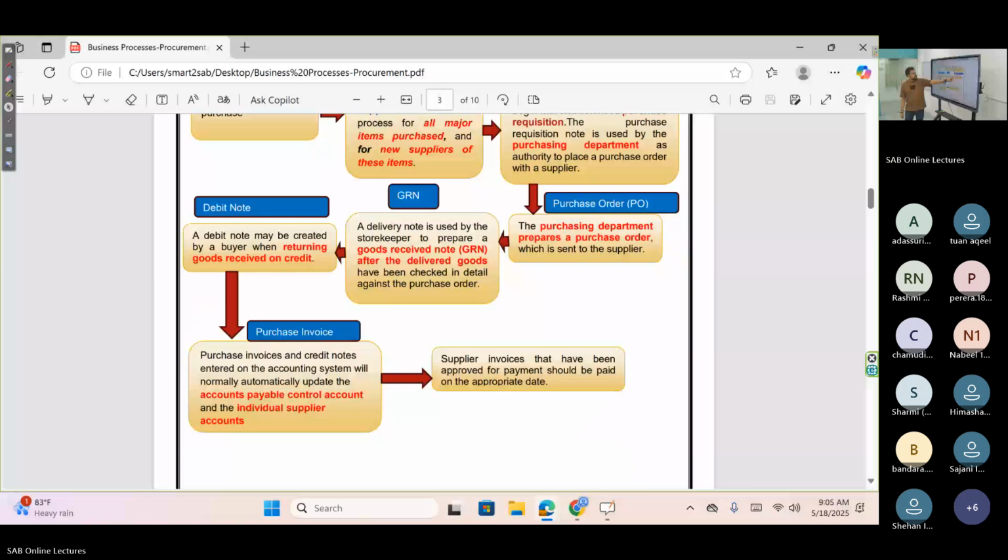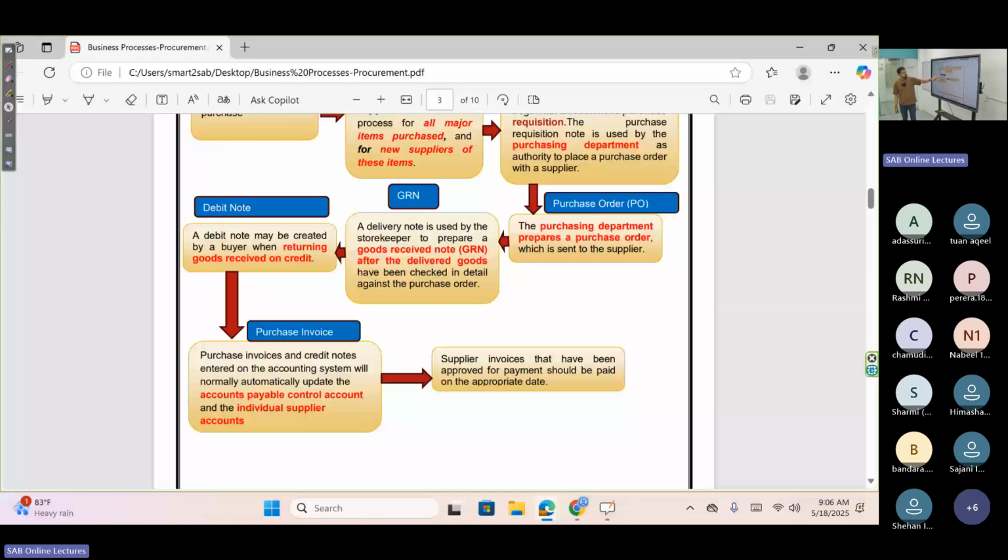Purchase order: the purchasing department prepares a purchase order, which is sent to the supplier. GRN: based on the delivery note issued by the seller, the supplier, the storekeeper should check the items received. Comparing both documents, he should raise the goods received note, GRN. And debit note: a debit note may be created by the buyer when returning goods received on credit.